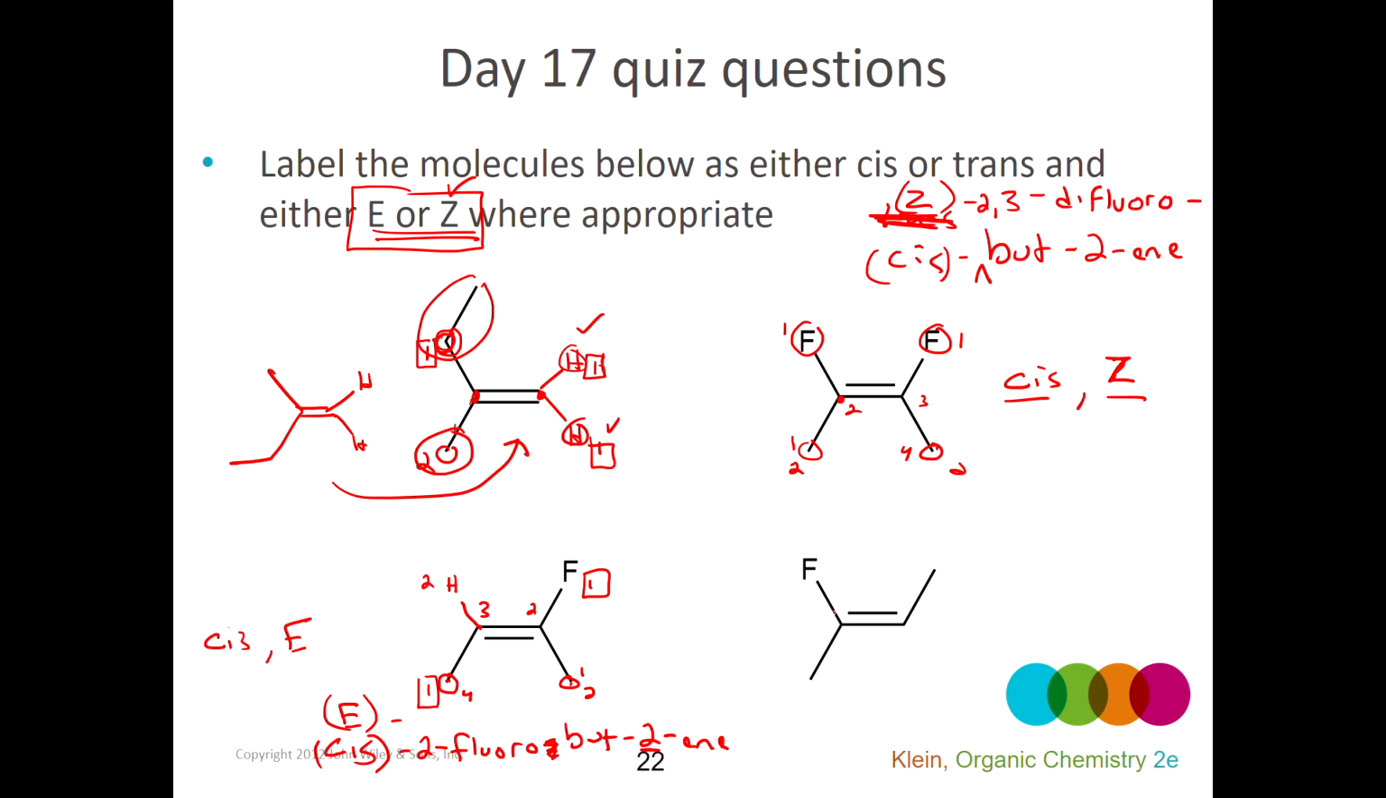On this last example here, I notice that I have two identical groups on opposite sides of the double bond. So when I have identical groups on opposite sides, that's trans. And like cis can be E or Z, trans can also be E or Z. So I need a separate analysis to see here. I've got fluorine as a higher priority than carbon, and I've got carbon as a higher priority than hydrogen, again based on the atomic number. So if the two top priority groups are on the same side, that's going to be Z. So this would be trans or Z, 2-fluoro-2-butene for the name of that structure.